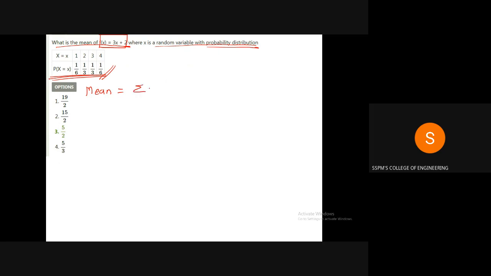Okay, so what is the formula? It is summation x p of x, where x runs from 1 to 4. So we will calculate that. It's 1 into 1 by 6 plus 2 into 1 by 3 plus 3 into 1 by 3 plus 4 into 1 by 6. Okay, so what are the values? It's 1 by 6 plus 2 by 3 plus 3 by 2 plus 4 divided by 6.